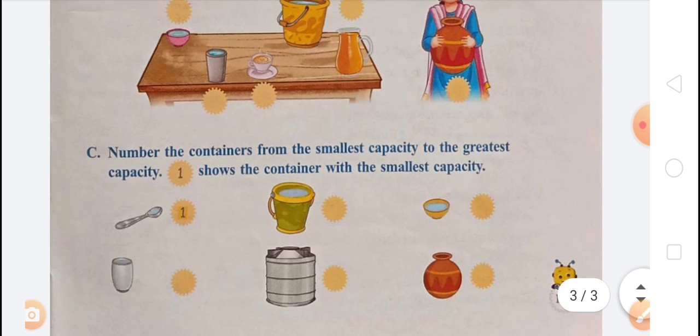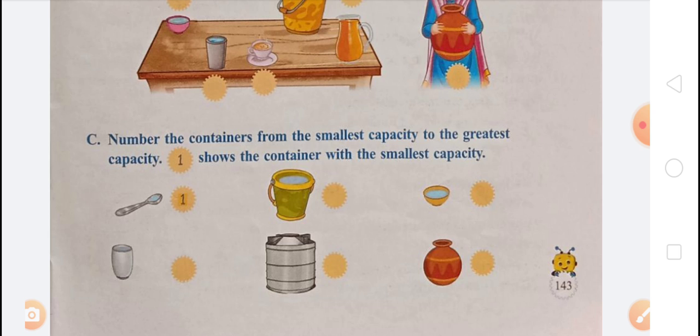Come on, next question, that is question number C. Number the containers from the smallest capacity to the greatest capacity. So the container with the smallest capacity. Let's start. The spoon is first, and the bowl is second, and glass is third, and pitcher is fourth, and bucket is fifth, and tank is sixth. Once again, on first the spoon, on second the bowl, on third the glass, on fourth pitcher, on fifth bucket, on sixth tank.